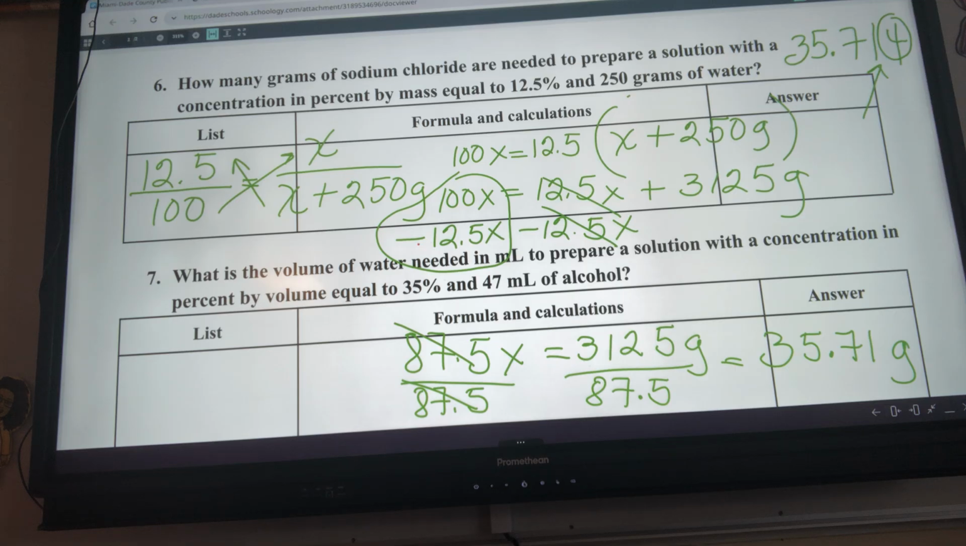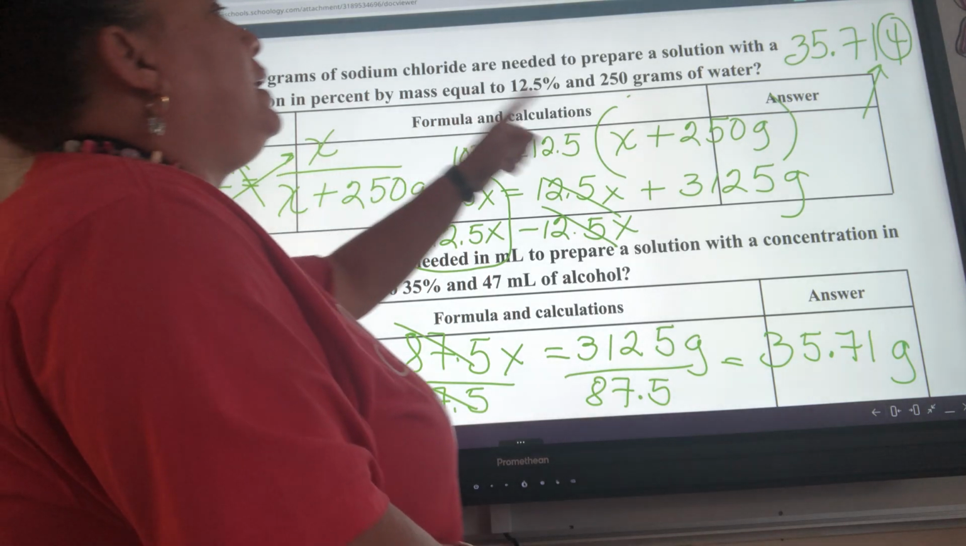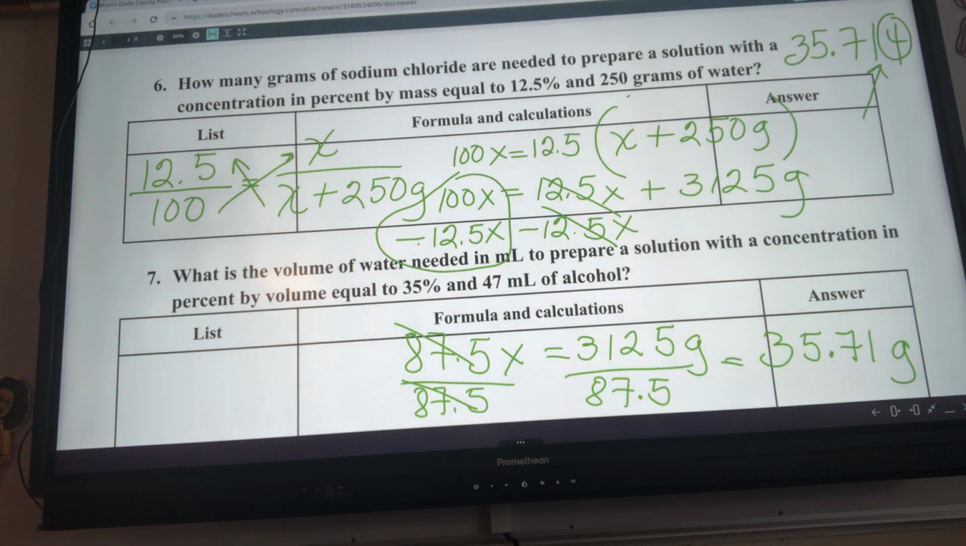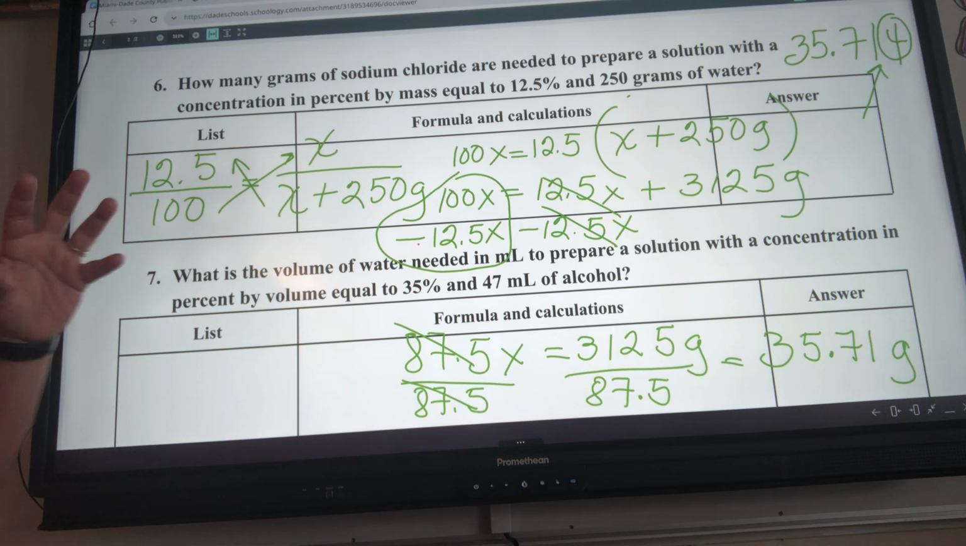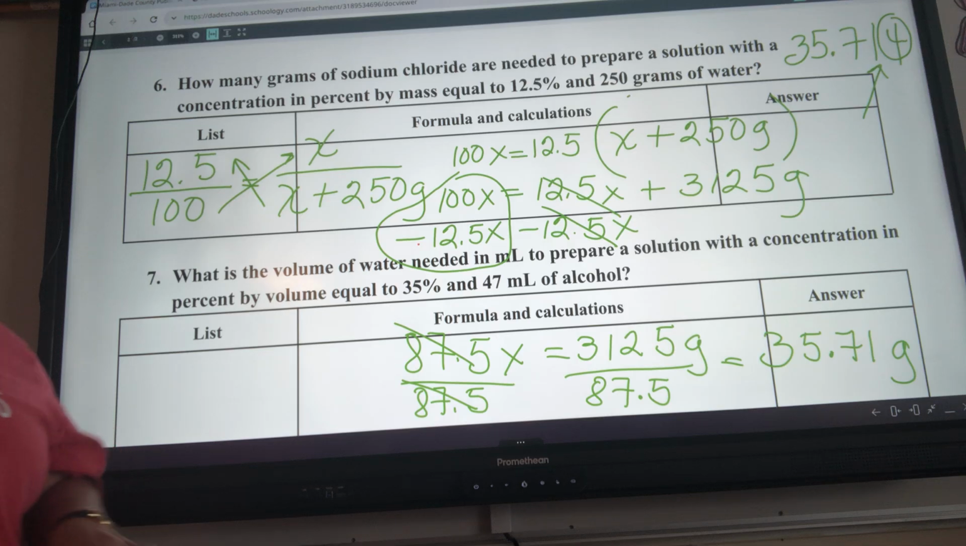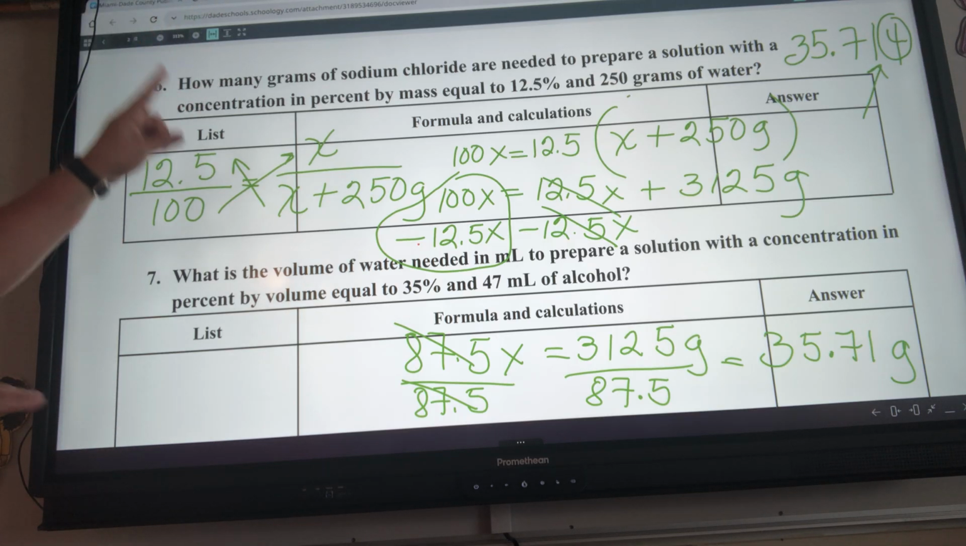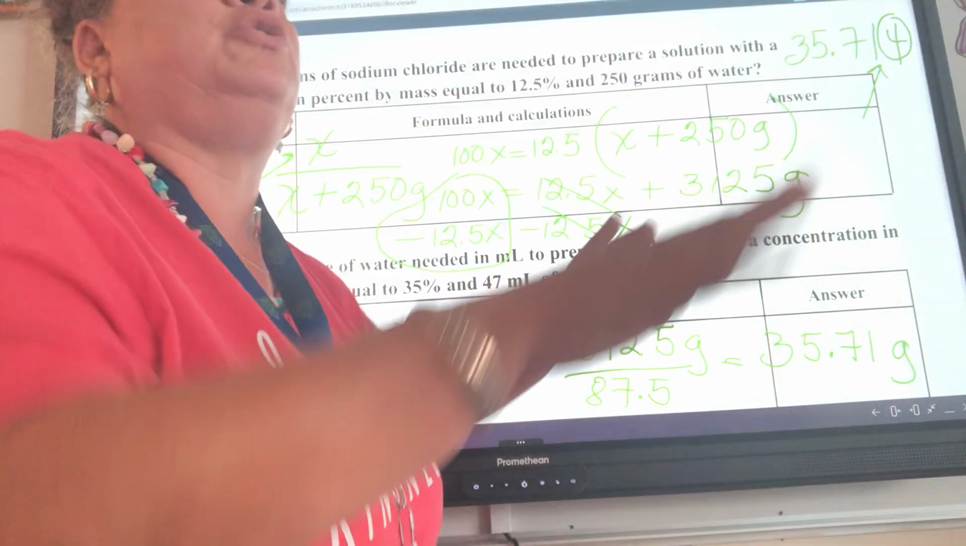How many grams of sodium chloride are needed to prepare this solution? That's a question. How do you answer that question using a complete sentence? The question is, how many grams of sodium chloride are needed to prepare this solution?